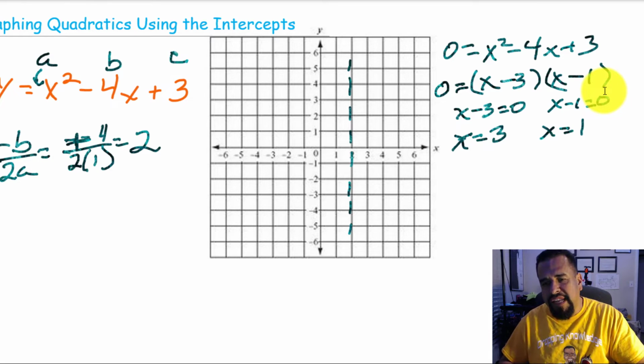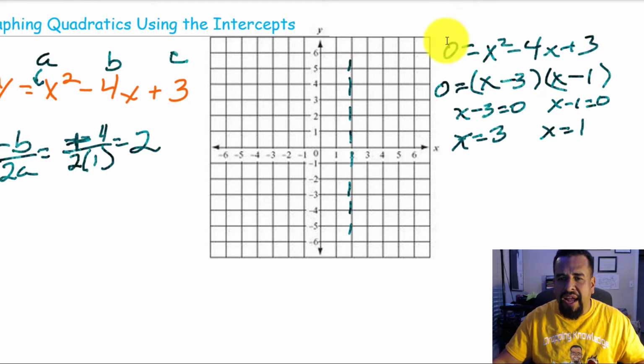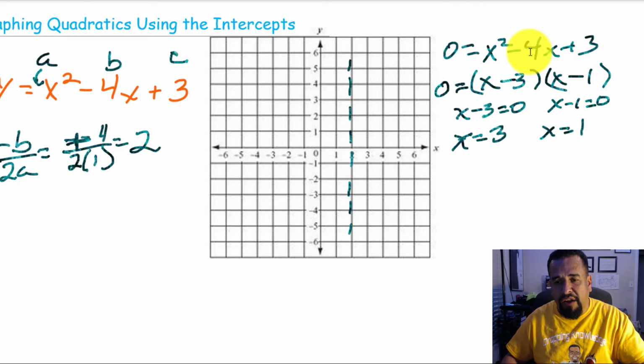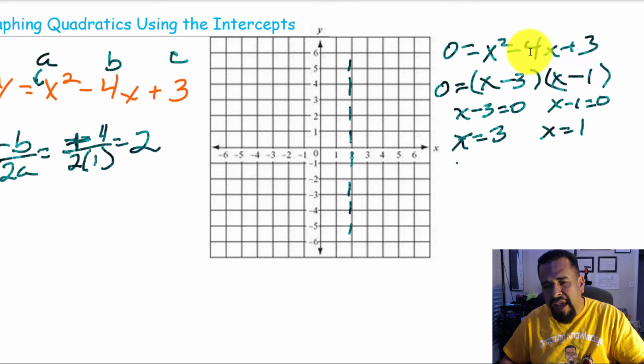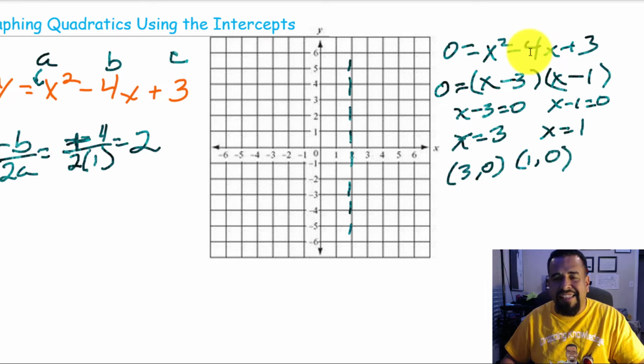So those are my intercepts. That's when y equals 0, right? Because we made y the value of 0. So therefore, we have (3, 0) and we have (1, 0). Now I have my x-intercepts.